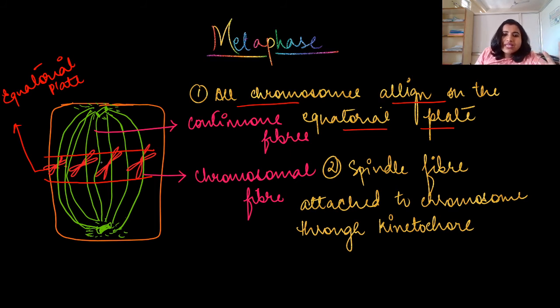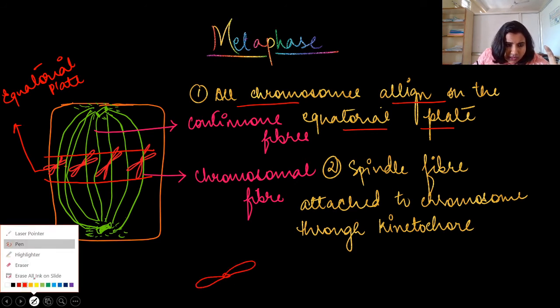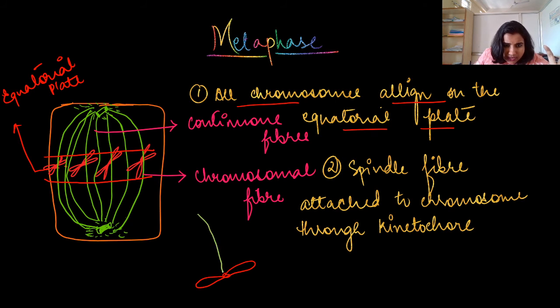So all the chromosomes align at the center, which we call the equatorial plate. If you see the spindle fiber which is attached, say here this is a chromosome, and this is a thin thread-like structure which is attached to your chromosome. Now this part we call the kinetochore. So this spindle fiber is attached to the kinetochore, and these are nothing but sister chromatids.